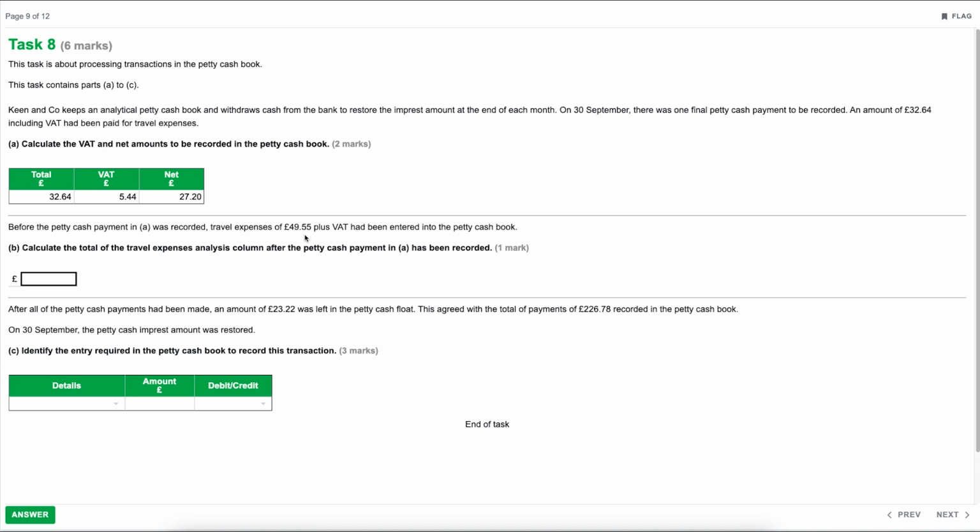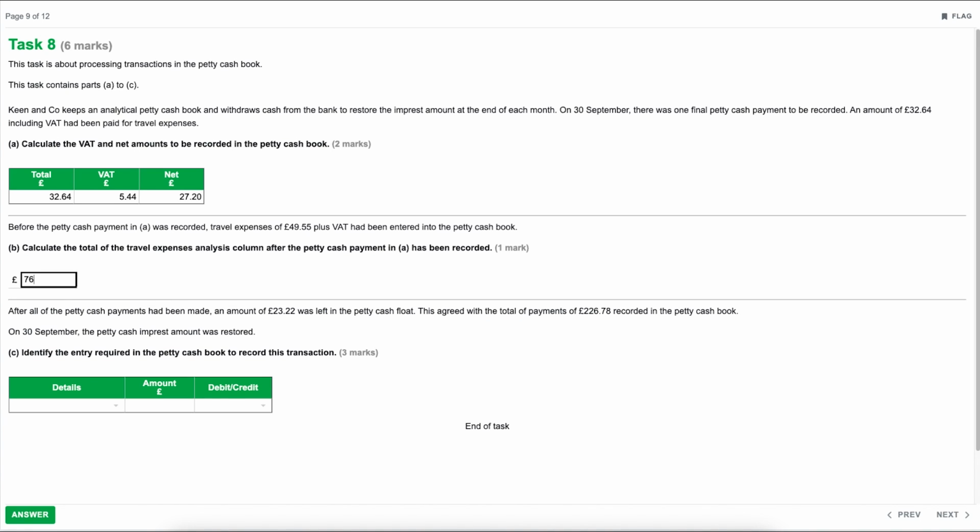So all it wants to know is how much did we spend on travel expenses. So all we would need to do is simply add the two net amounts together. So it would be £27.20 from our transaction in part A, plus the previous travel expenses of £49.55, and that would give you total travel expenses of £76.75.